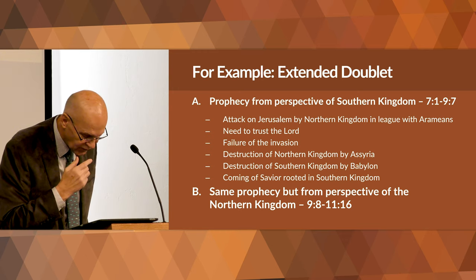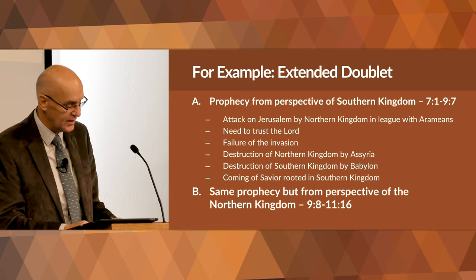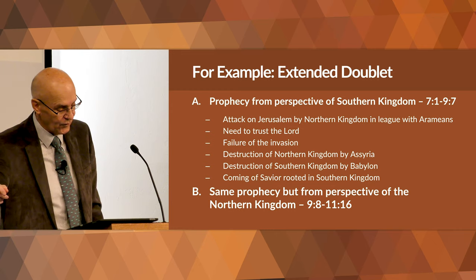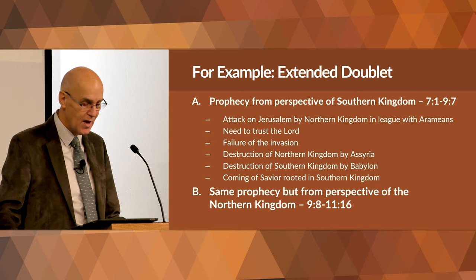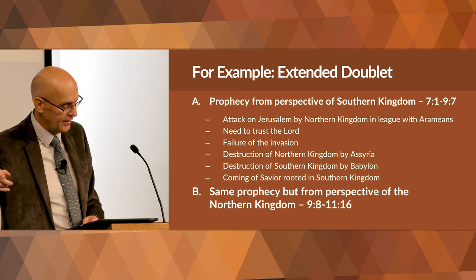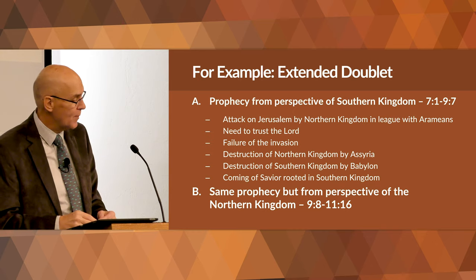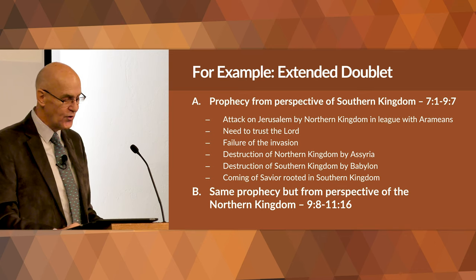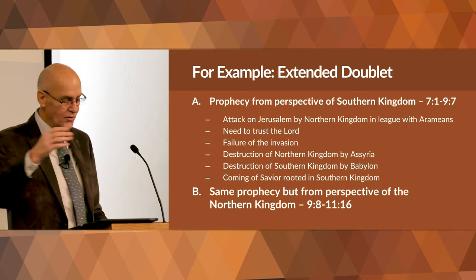Now, all of this order of events is addressed to the southern kingdom by Isaiah's prophecy in chapters 7 to 9. Now, in Isaiah chapter 9, verse 8, all the way to chapter 11, verse 16, Isaiah refers to all of the same elements, but this time from the point of view of the northern kingdom and its ultimate conqueror, Assyria. In chapters 7 to 9, he speaks and records a prophecy of what is to come. In chapters 9 to 11, he pronounces a judgment that will come for what the northern kingdom and the Arameans tried to do to Jerusalem. Again, all to take place in the future.